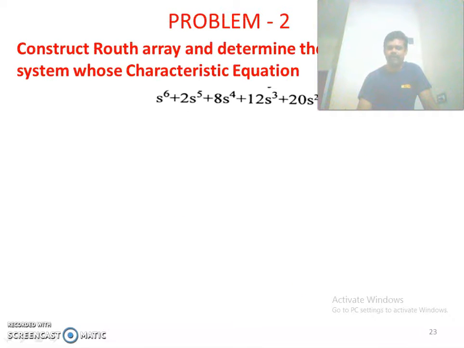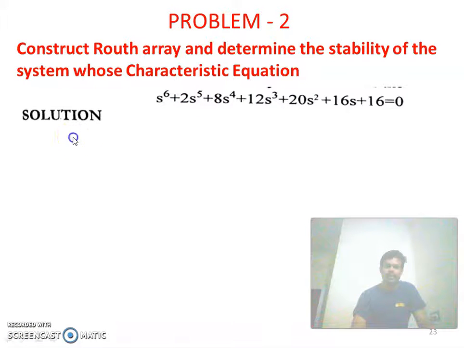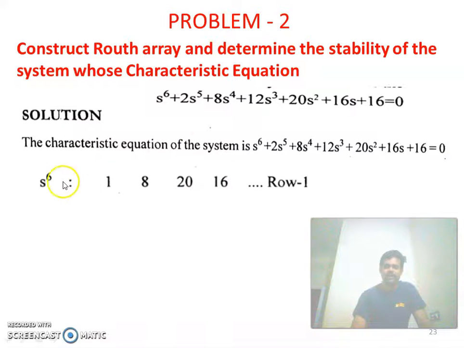So now we are going for the second model. The given characteristic equation is s to the power 6 plus 2 s to the power 5 plus 8 s to the power 4 plus 12 s cube plus 20 s square plus 16 s plus 16 equal to 0. Here the highest order is s to the power 6. So the first row we are creating s to the power 6. The coefficients are 1, 8, then 20, then 16. So we have created the first row. The second row is 2, 12, 16.